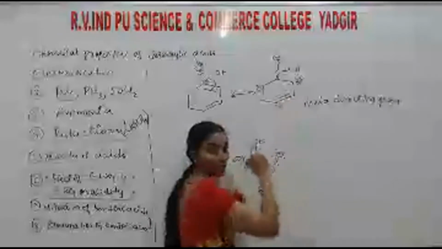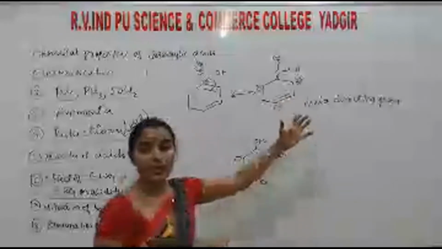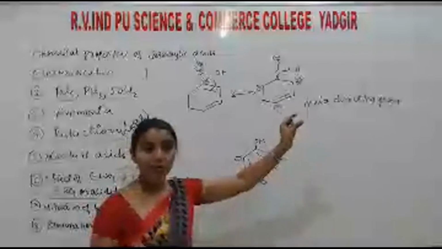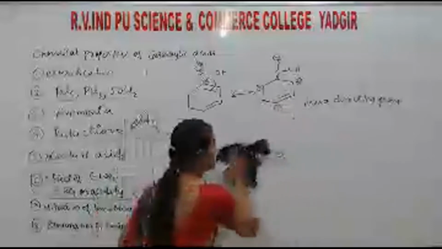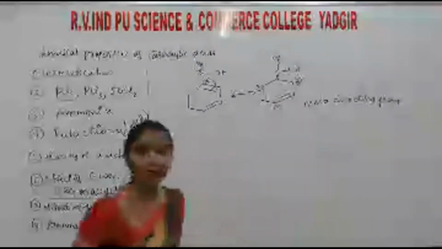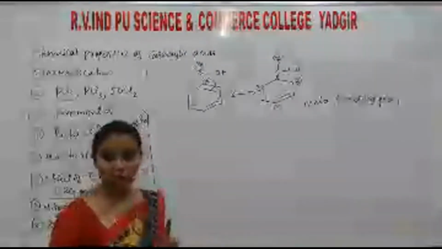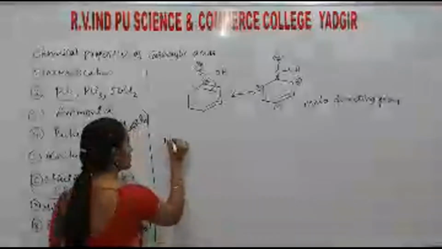Here the minus charge is at where? Meta position. That's why this is meta directing group. Electron density is more at meta position. So if nitration takes place and bromination takes place, of course they form which type of compounds? Meta compounds. So nitration means what is the mixture here?